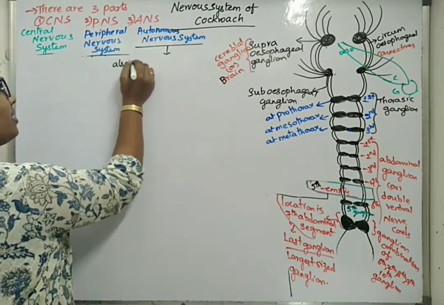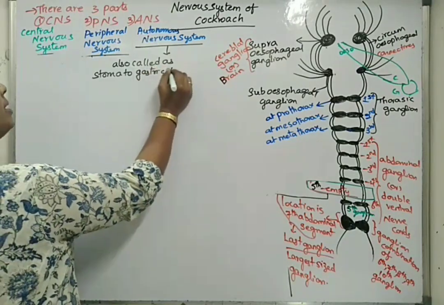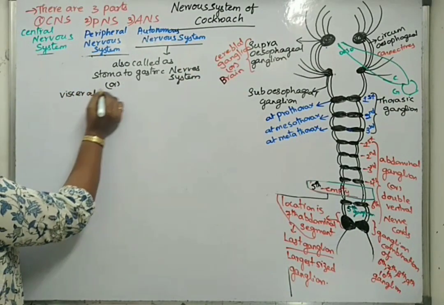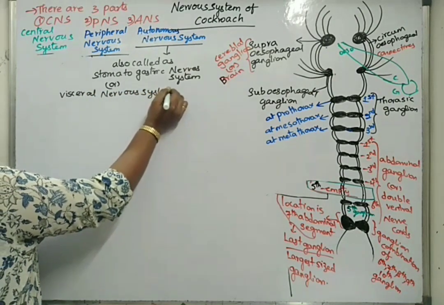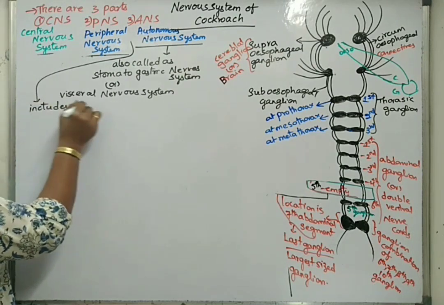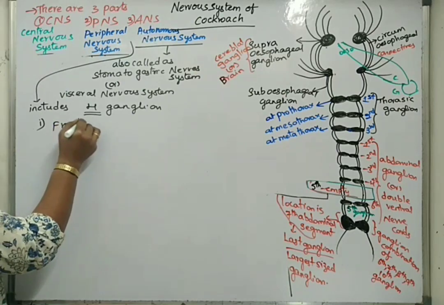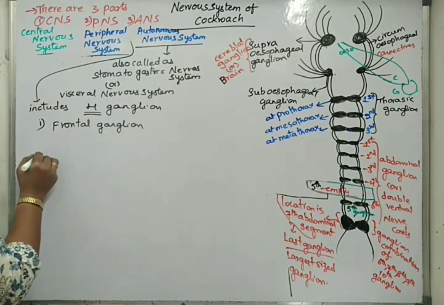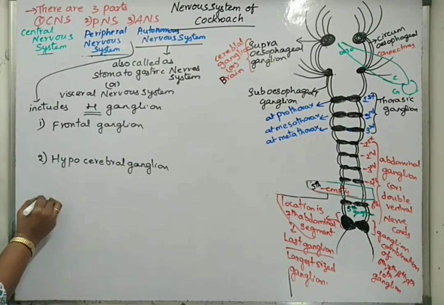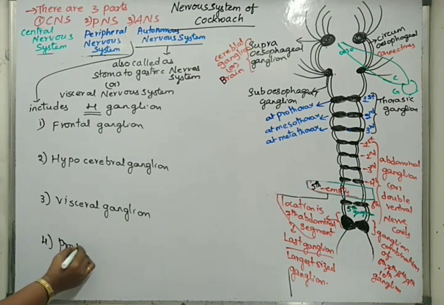Autonomous nervous system, also called as stomatogastric nervous system or visceral nervous system. This one includes four ganglion. What are those four? First one, frontal ganglion. Second one, hypocerebral ganglion. Third one, visceral ganglion. Fourth one, proventricular ganglion.